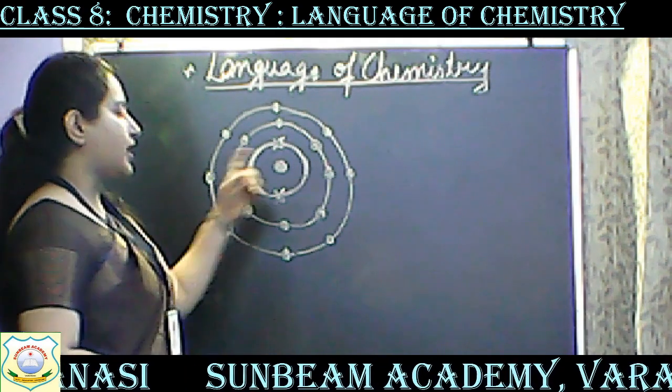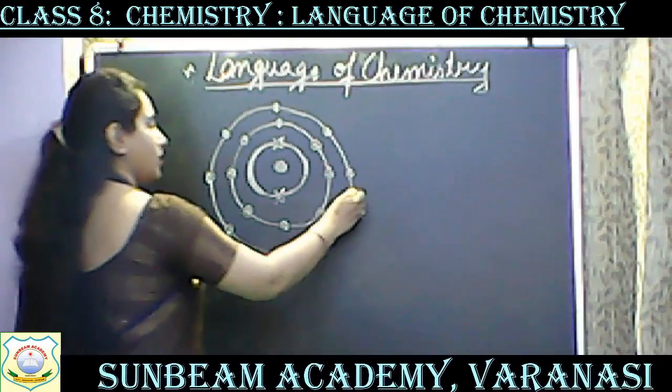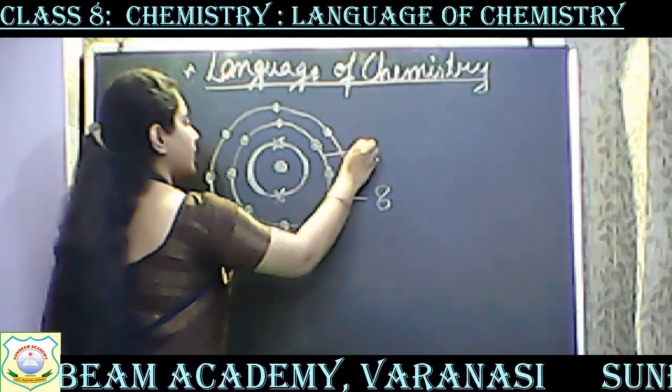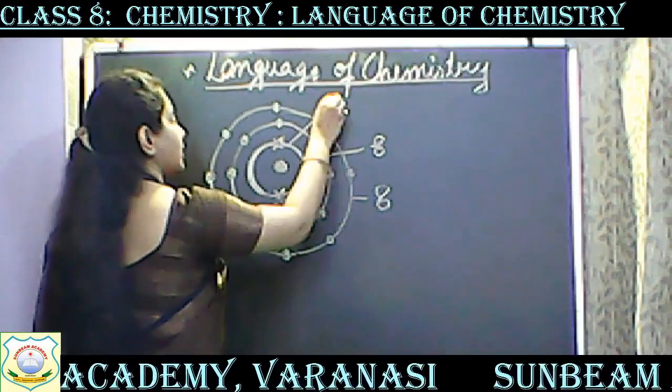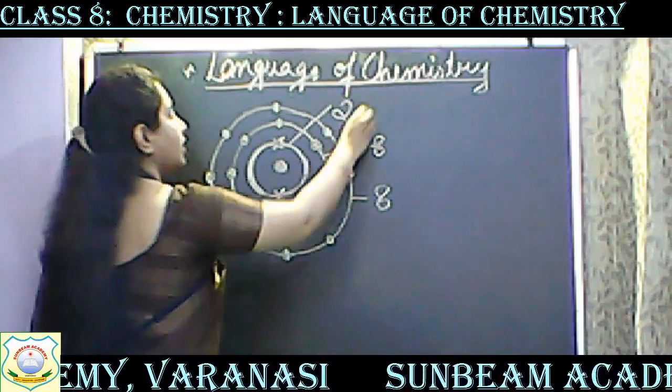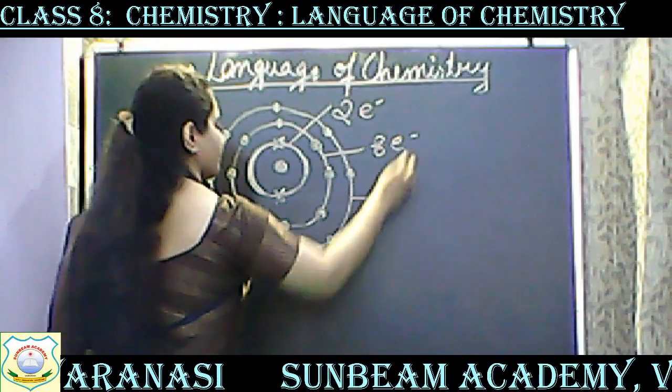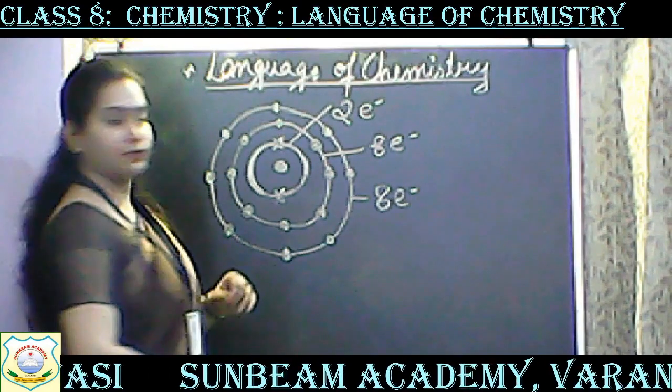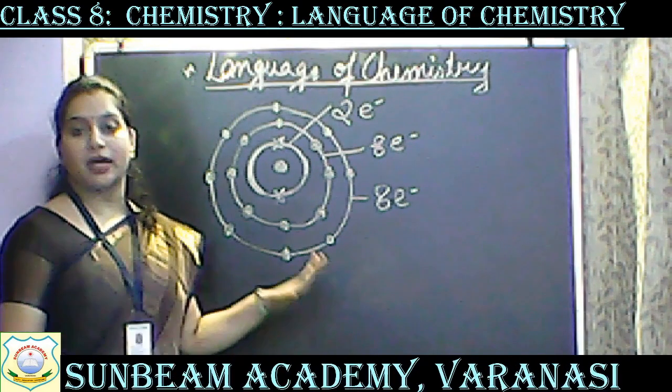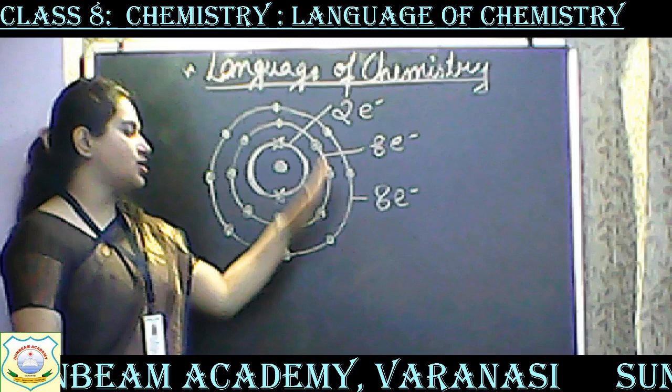So there can be a maximum of 8 electrons in the outer orbit. Here again it can be 8 electrons. In the inner orbit there can be only 2 electrons. Okay? Got it? ये हम मैक्सिमम कैपेसिटी बता रहे हैं इस शेल में कितने इलेक्ट्रॉन्स हो सकते हैं.